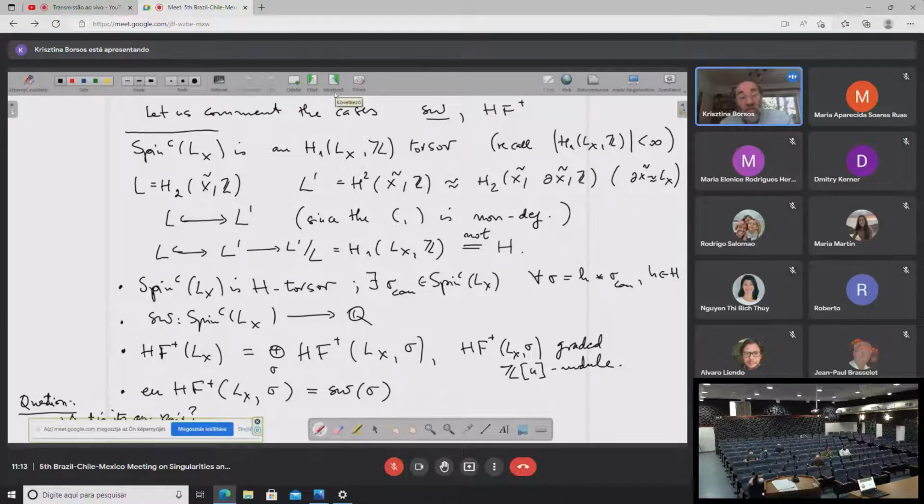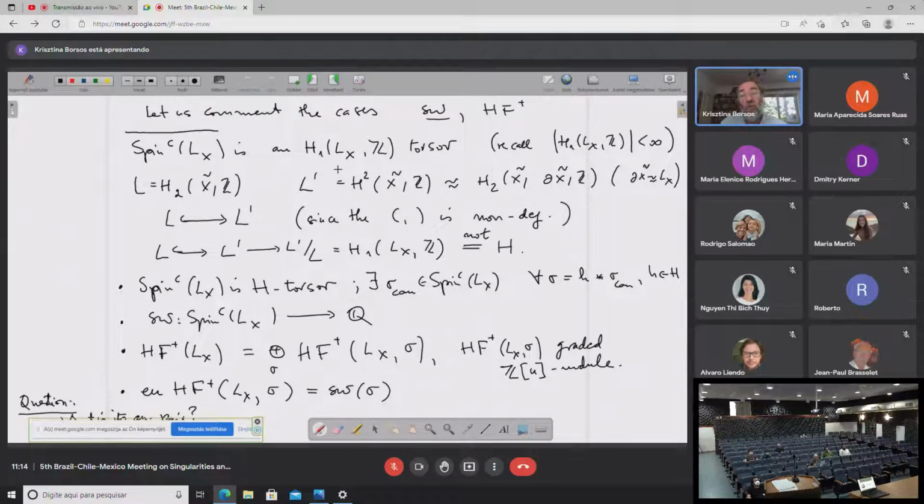So for this, I want a short introduction of the spin-c structures. I don't really want to speak about the spin-c structures of the link, but why is this important? For example, if I want to understand the Seiberg-Witten invariant of the link, they are indexed by the spin-c structures of the link. And if I want the Heegaard Floer cohomology of the link, there is a graded decomposition, and the gradings are indexed by the spin-c structures. What is important for us is that the spin-c structure of the link is actually in H^1 of the link torsor.